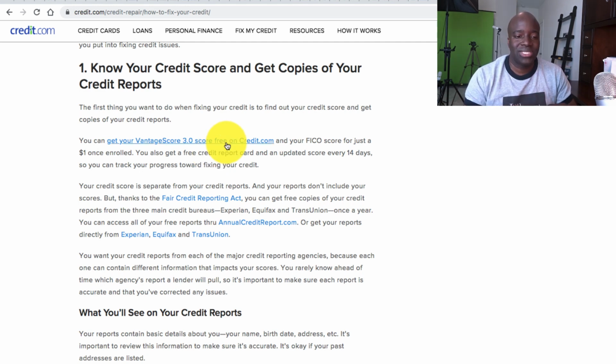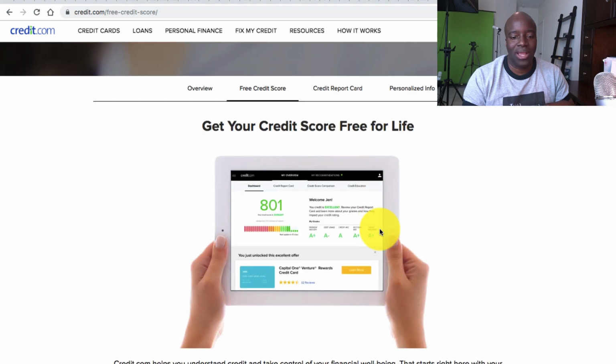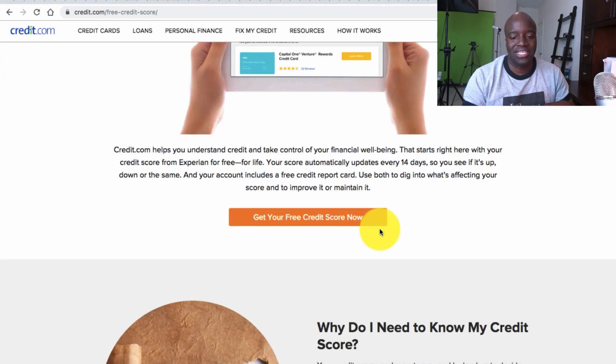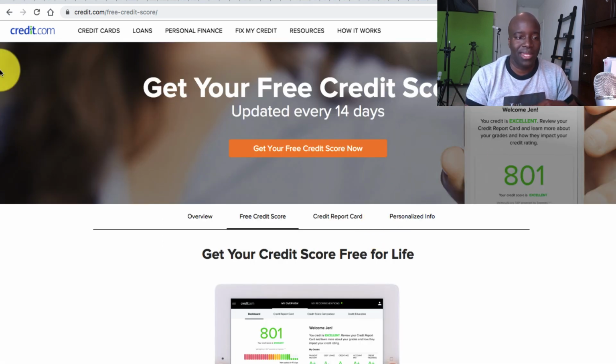So this article is linking to some sort of offer that is going to help people out. When I click on that, this is going to credit.com and it says get your free credit score updated every 14 days. So this is something that they could probably start off as a trial offer, and then they would probably pay a small monthly fee, and then this company makes money.